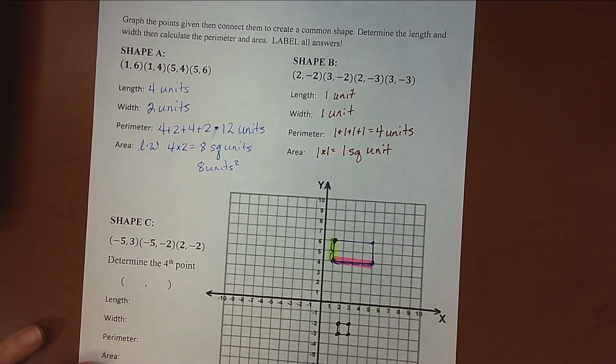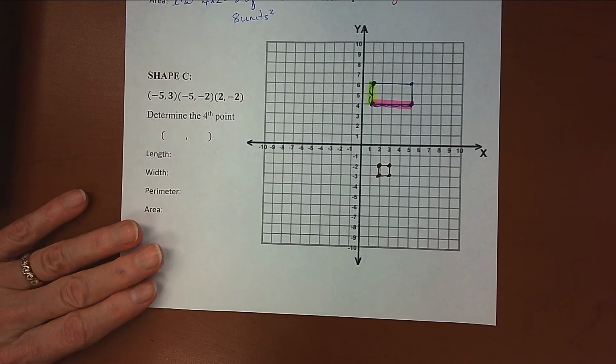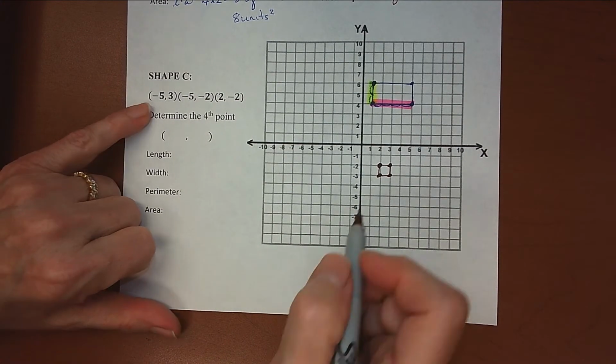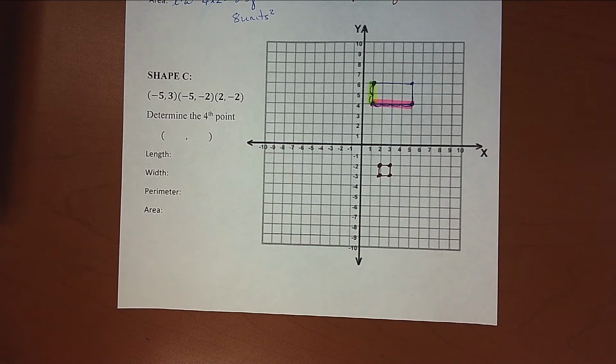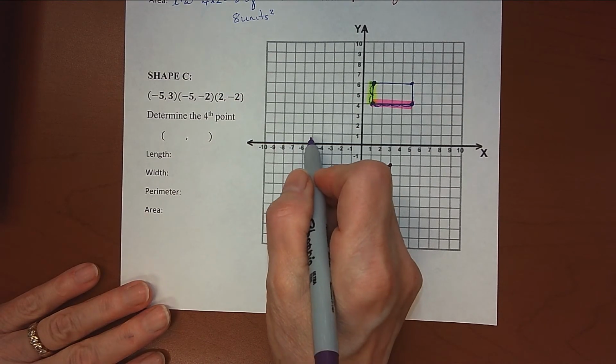All right, let's look at the next one. It's a little more of a challenge. So we're going to graph the 3 points we have, and then we have to put in the 4th point. So let's check this out. We've got negative 5, 3. So we're going to go backwards 5, and then up 3. 1, 2, 3.